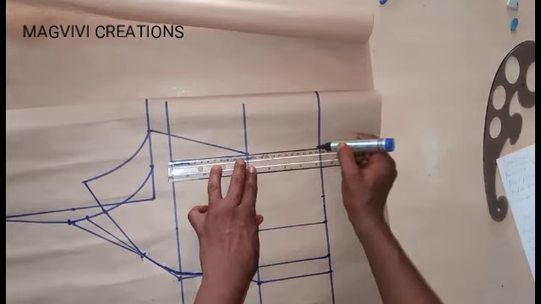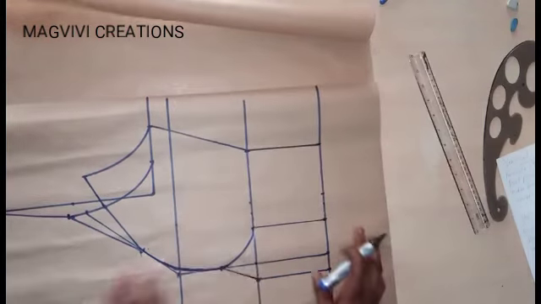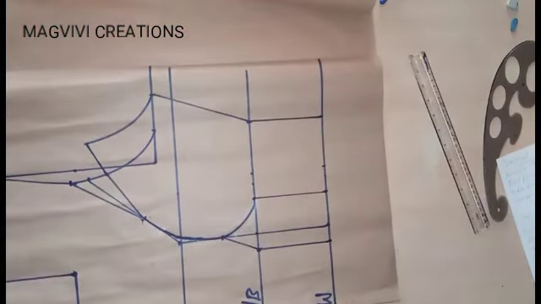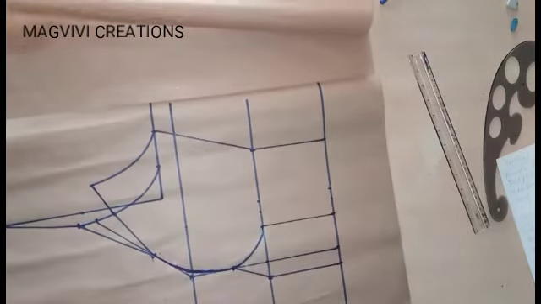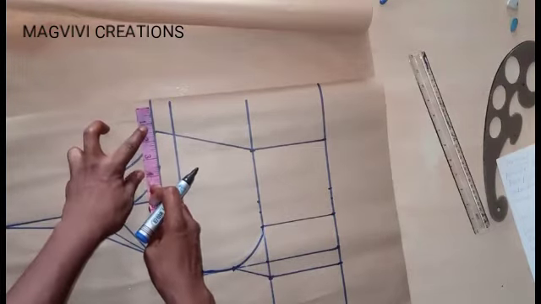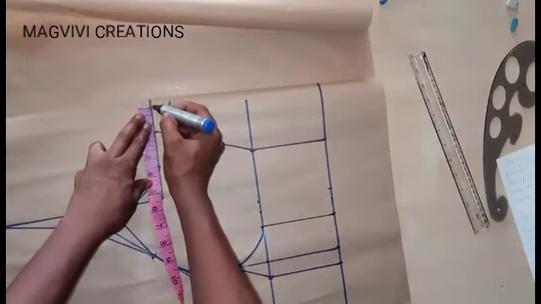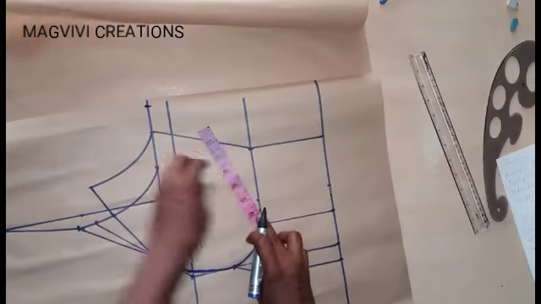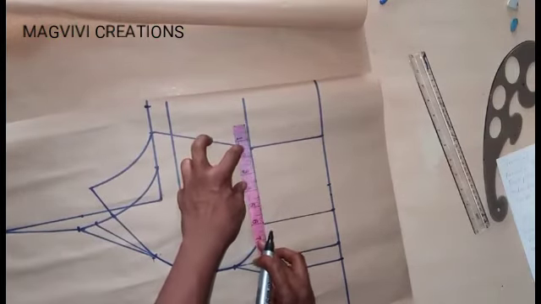To the waist like so. Okay, so this is it. Now you can add whatever seam allowance you like. You can add from 1.5 to 2 inches. It's always good to have extra. Okay, so let me use 1.5. It is always good to have excess than shortage. You can always trim out.